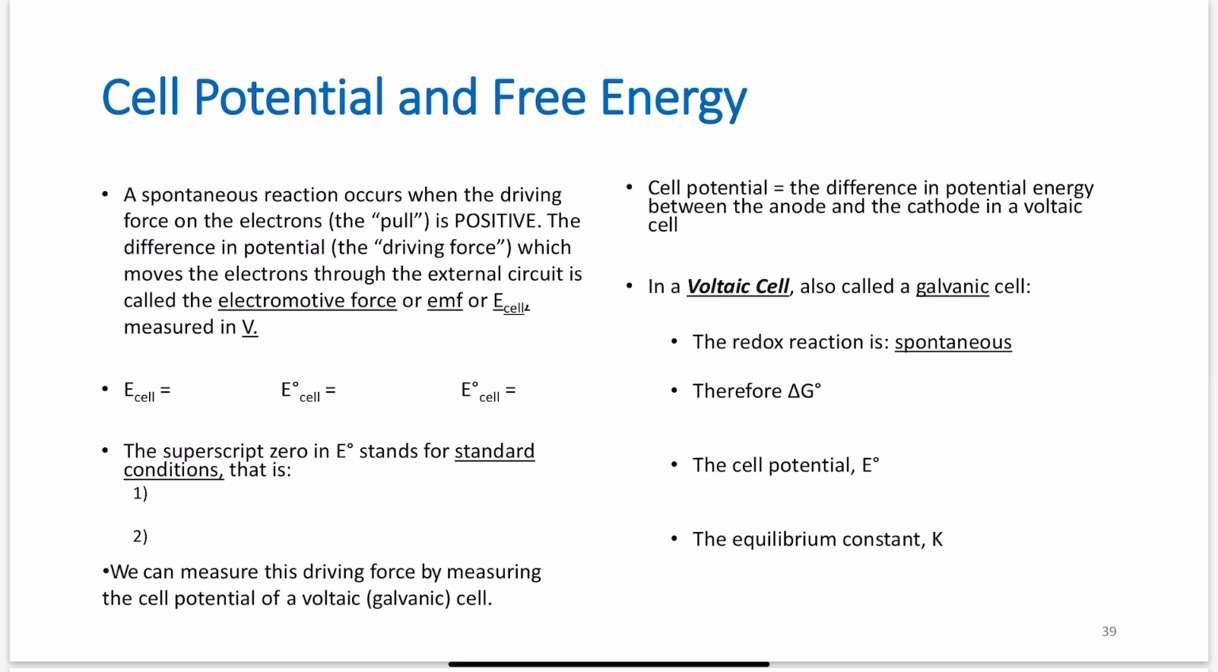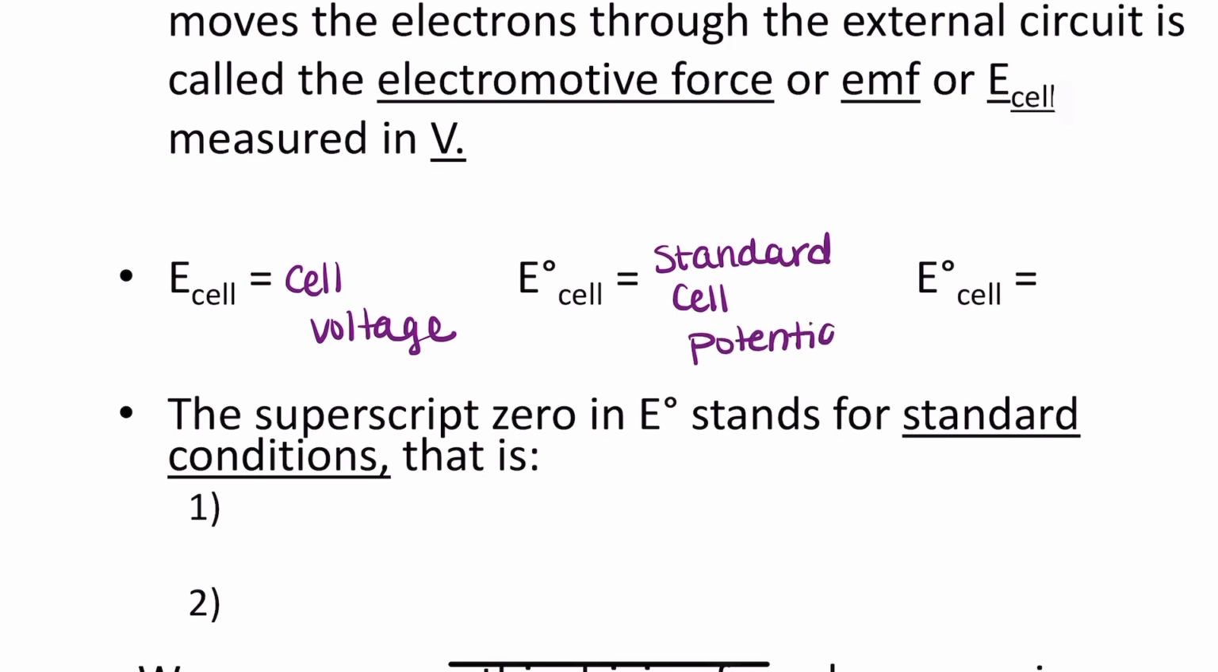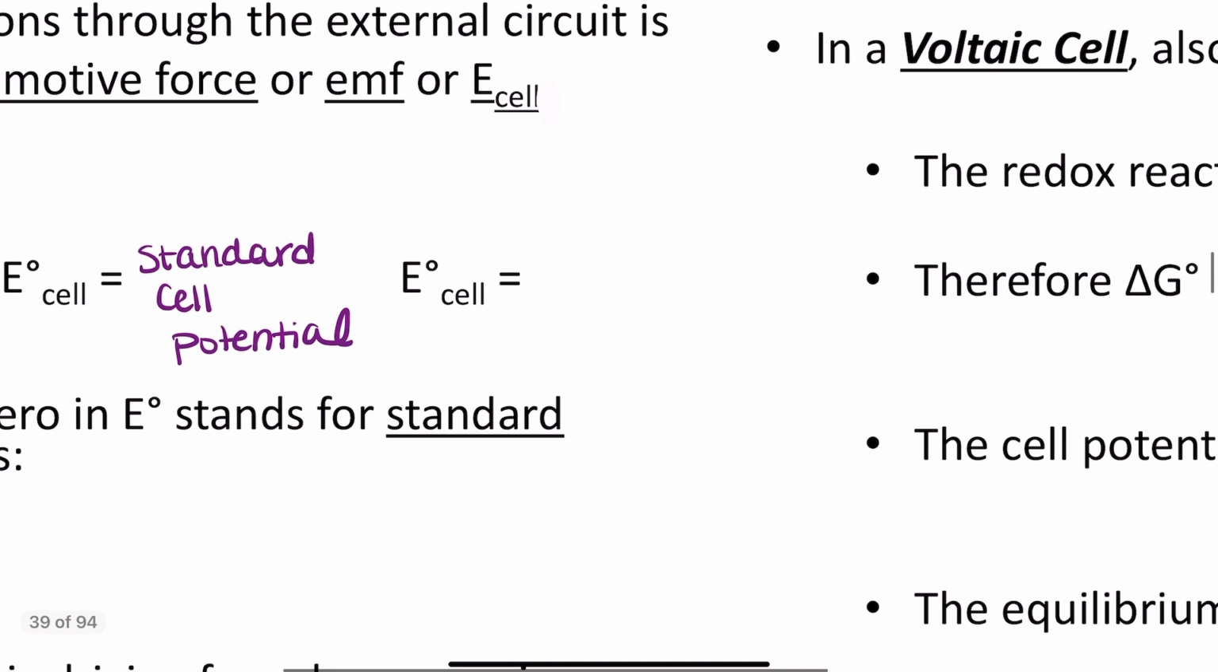I don't actually know what that little line there is on the screen. One second. That right there should just be E-cell. And so we've got this, okay? We've got your E-cell, which is known as your cell voltage. E-naught cell is your standard cell potential. And this is also equal to the standard cell potential of the reduced species plus the standard cell potential of the oxidized species.